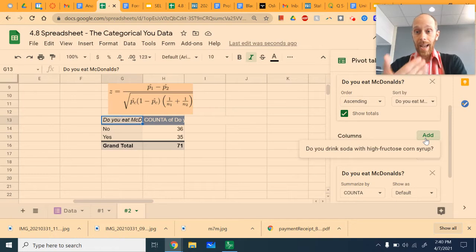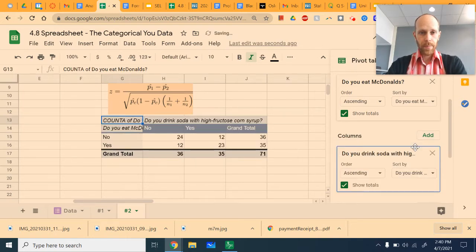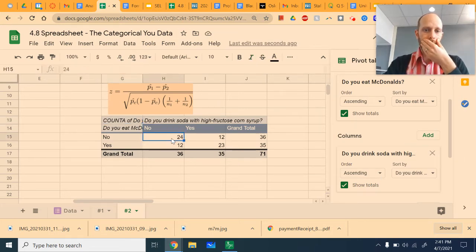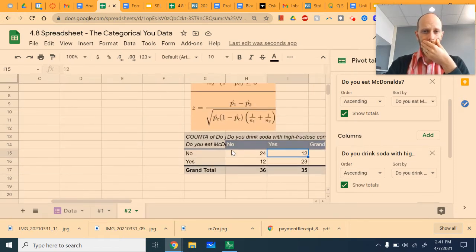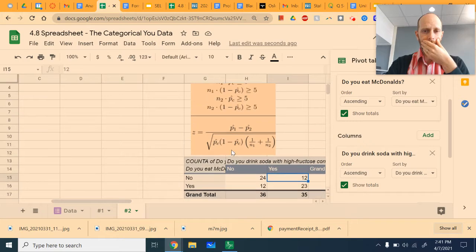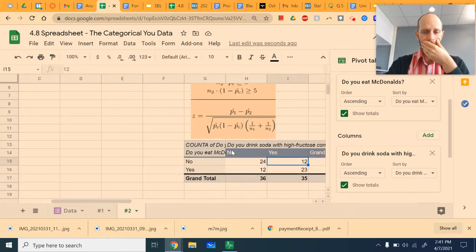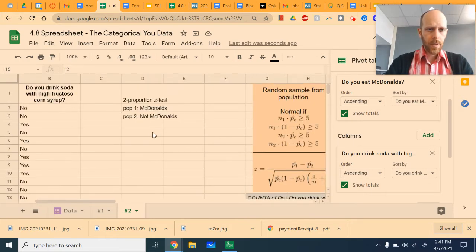Now, in the columns, we want the 2 different levels of high fructose corn syrup. So I'm going to choose columns, high fructose corn syrup. Now you can see, no, these people do not. Yes, these people do. All right, so we're going to build everything around that information right there. Cool. Keep that in mind.